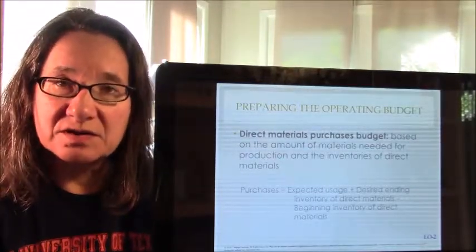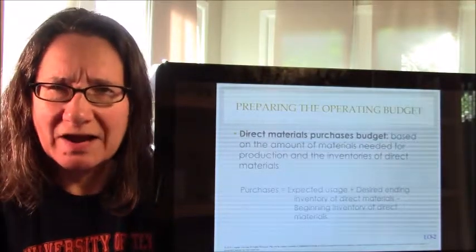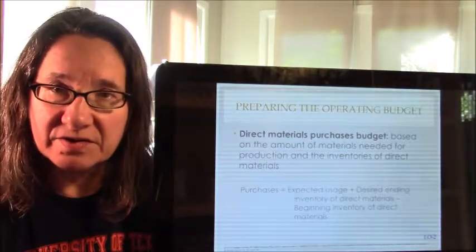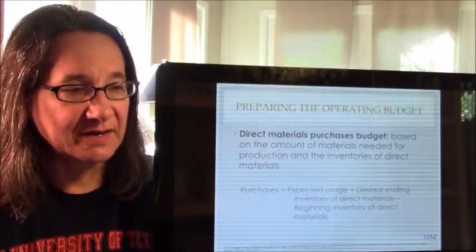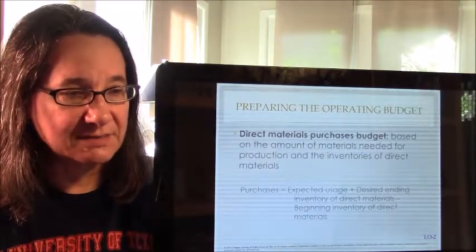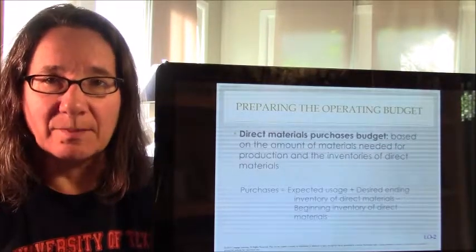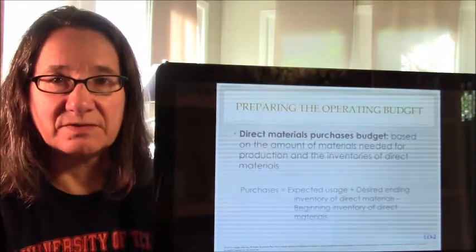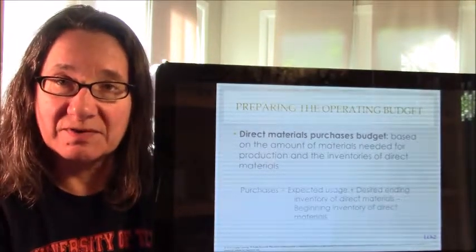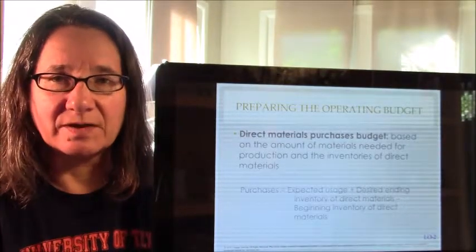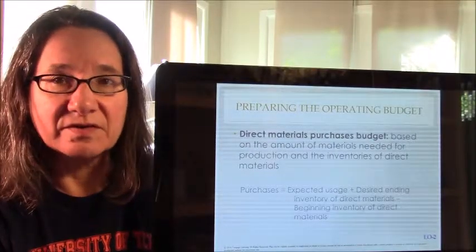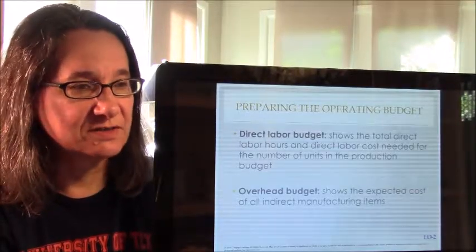Once you know how many units you're going to produce each month or each quarter, however your budget works, you can figure out, okay, how many direct materials do I need? And that's just expected usage times the desired, plus the desired ending inventory minus beginning inventory. So you figure out how much I need of each piece of direct material for the number of things I'm making. And you have to allow for, well, I already have some inventory, but I'll need some at the end. I don't want to stock out and get to zero. So you allow for that when you do your direct materials budget.